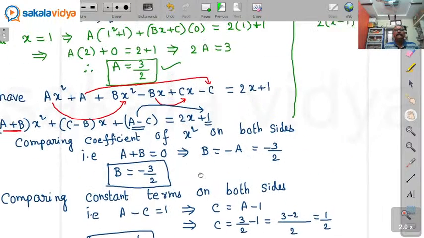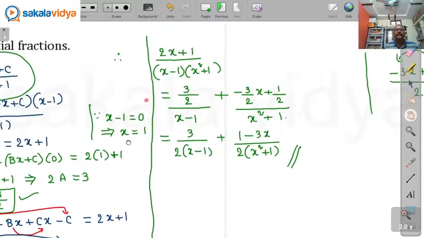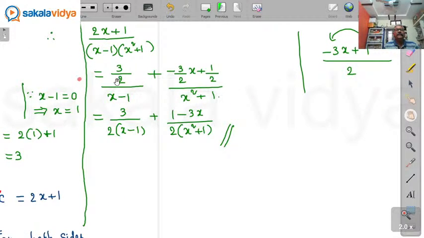We know the a, b, c values. Next we need to substitute here. We get 3 by 2 upon x minus 1 plus bx plus c, with b as minus 3 by 2 and c as 1 by 2. Simplification gives minus 3x plus 1, or 1 minus 3x, by 2 by x square plus 1. That we can write as 1 minus 3x by 2 times x square plus 1. So these are the partial fractions.